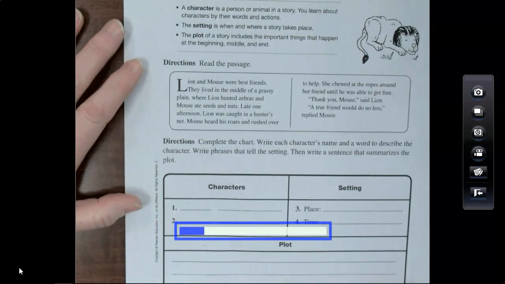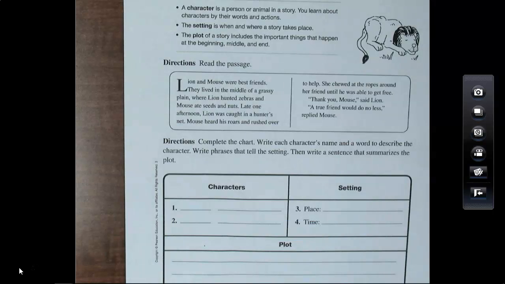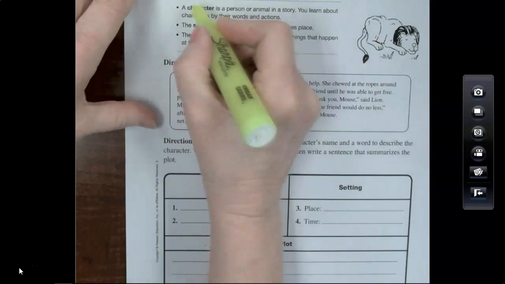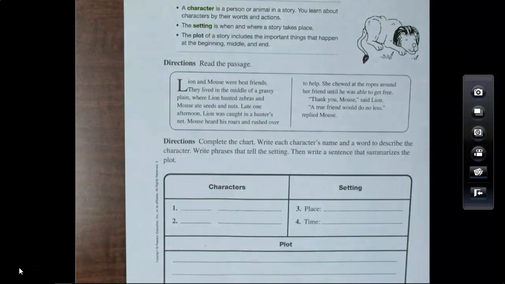Okay? And at the top it tells us a character is a person or animal in a story. You learn about characters by their words and their actions. And then it also tells us, so that was character right there. It tells us the setting is when and where a story takes place. When and where a story takes place is the setting. And then we have the plot. The plot of the story includes the important things that happen at the beginning, at the middle, and at the end of the story. Okay, boys and girls?